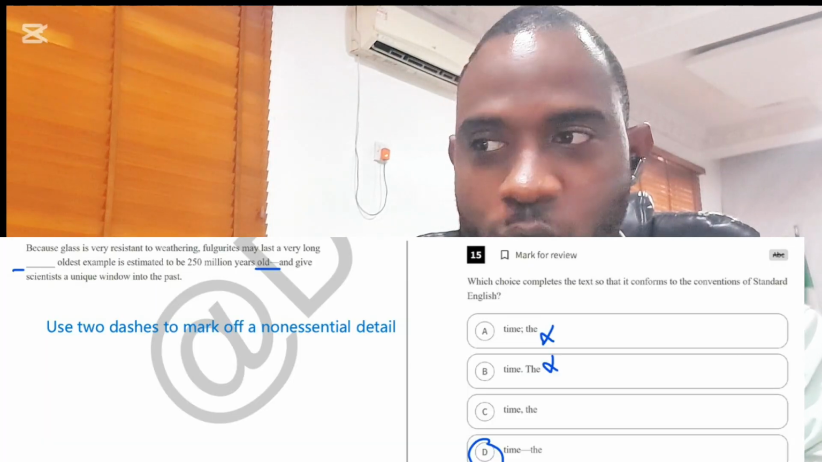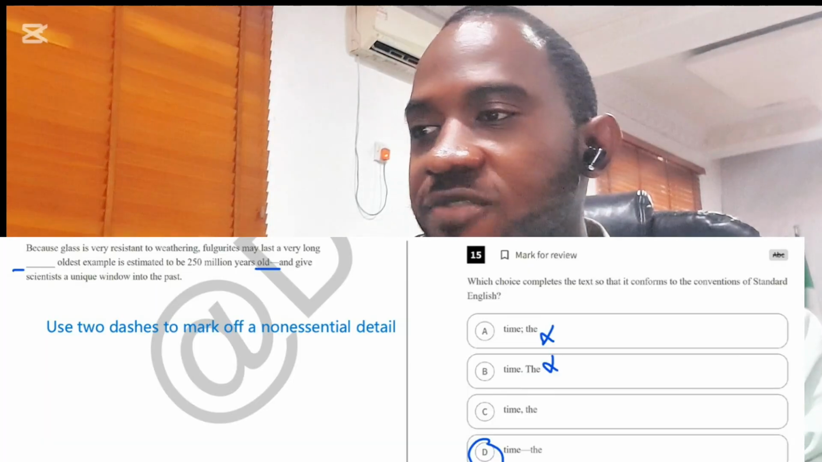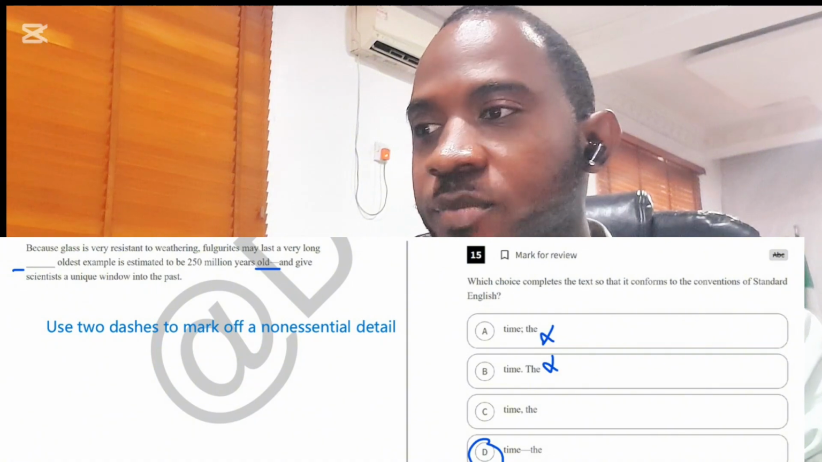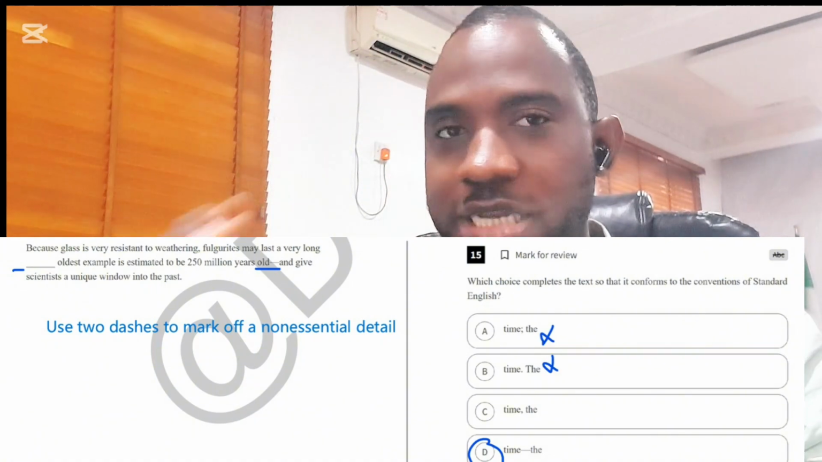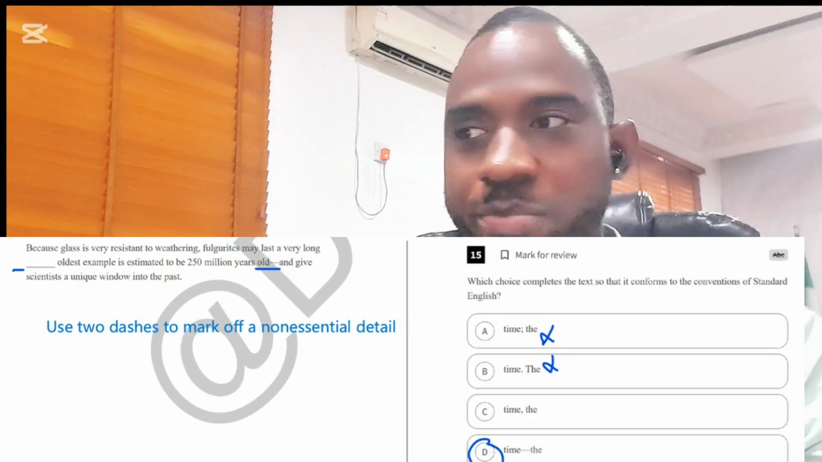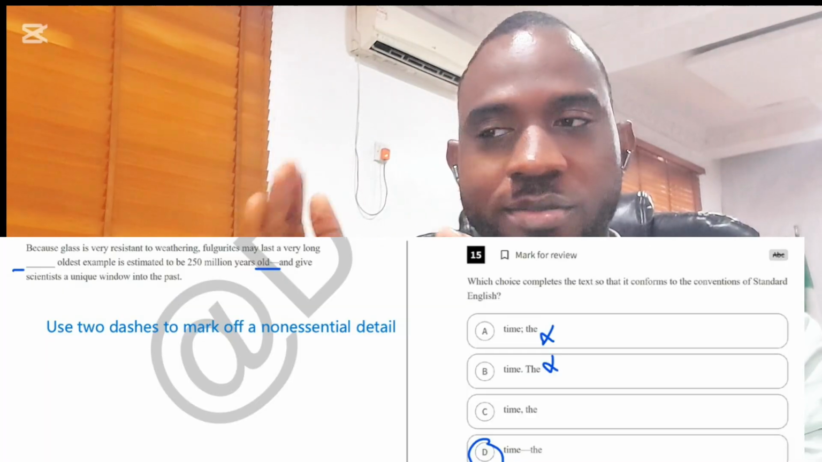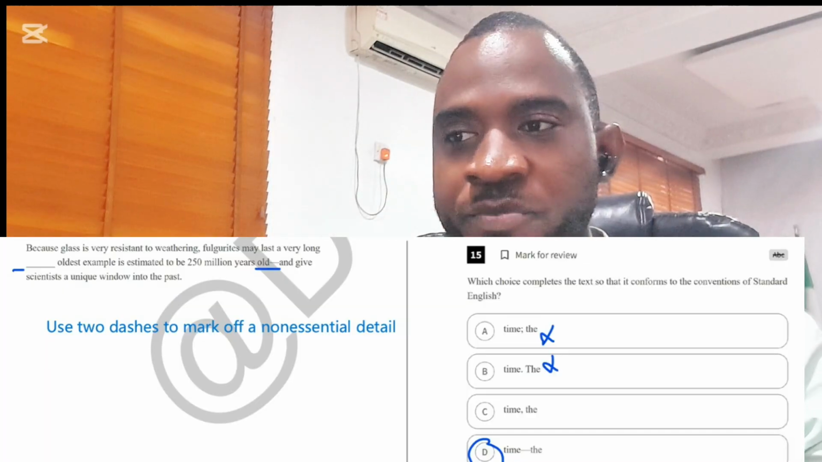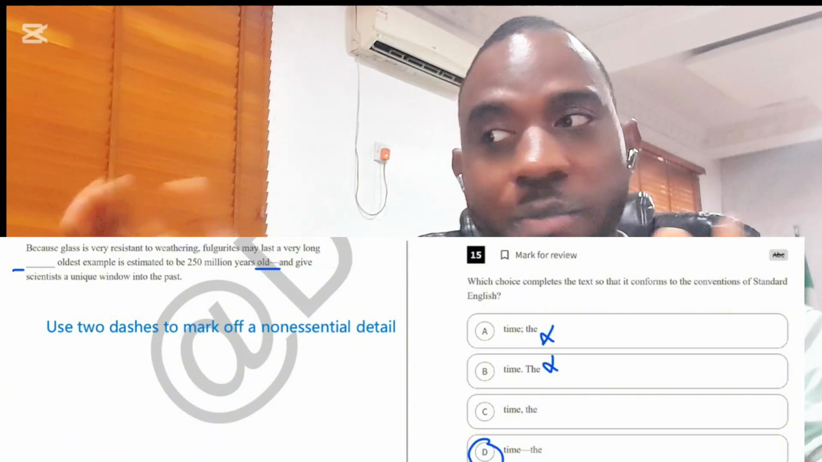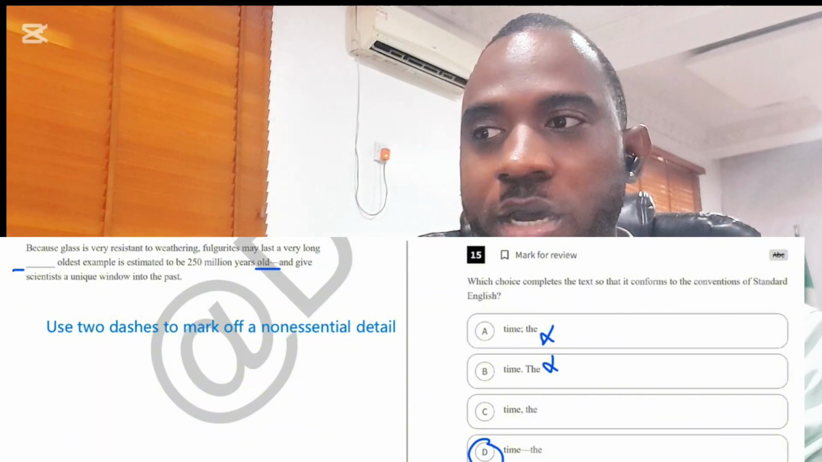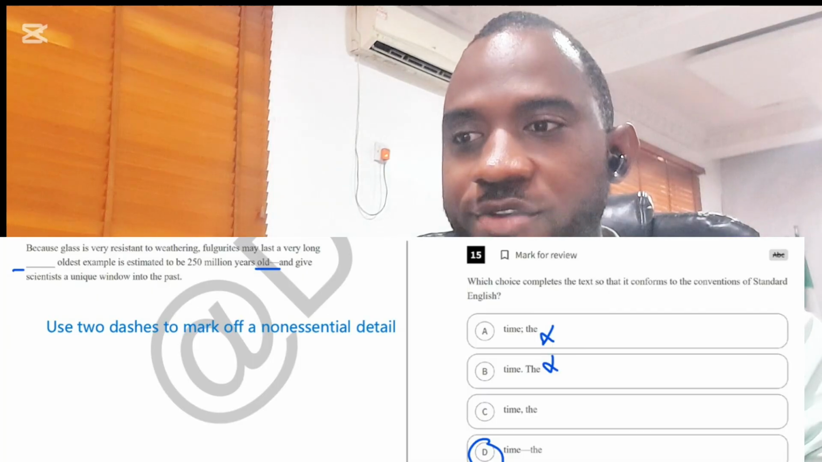Now let me go see which one works. "Because glass is very resistant to weathering, forests may last a very long time." That's an independent clause that begins, of course, with a dependent clause. So one single idea. We can have the dash, right, or the comma, but then let's see what is coming after. We then have "after a very long time."